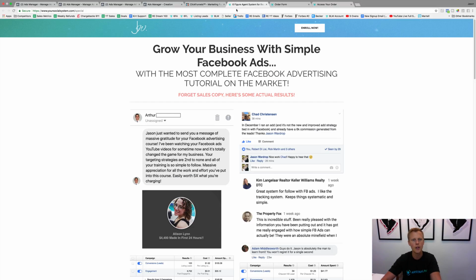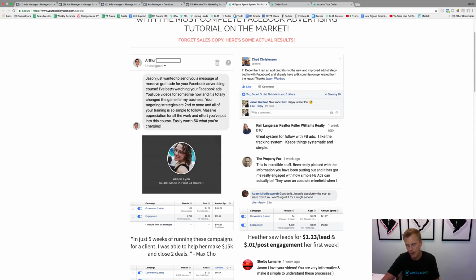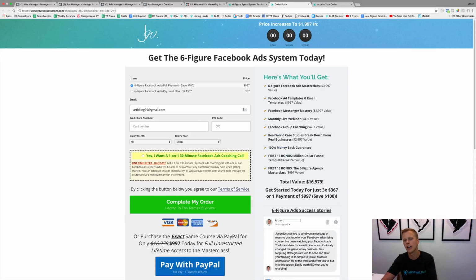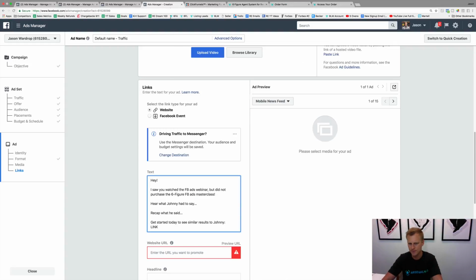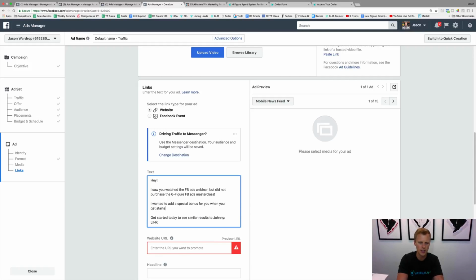So I'm linking them back out to this exact sales page to resell them on what the offer is, because you don't want to send them to the checkout page, since the person didn't buy because they weren't fully sold. So this sales page needs to have the selling points. It needs to be able to sell that person on why they should actually put their credit card in and make the purchase right here. So there's one way. Or you can say, hey, I saw you didn't purchase, so I wanted to add a special bonus for you when you get started today.